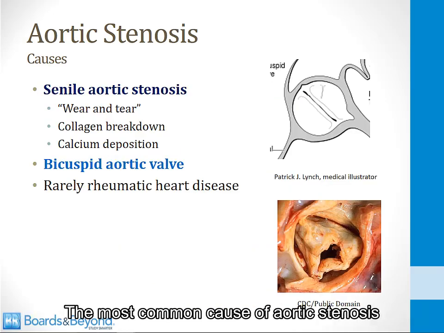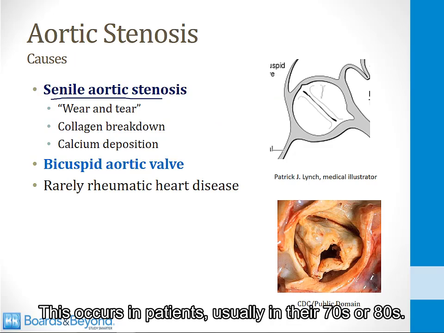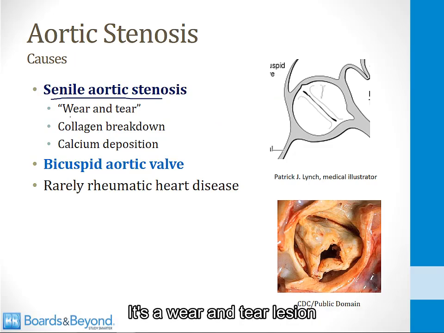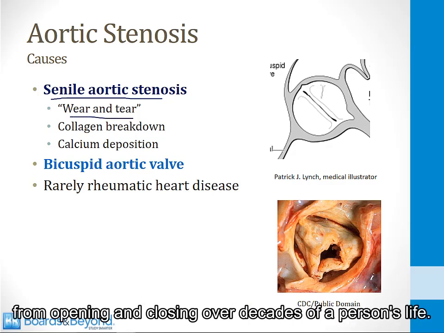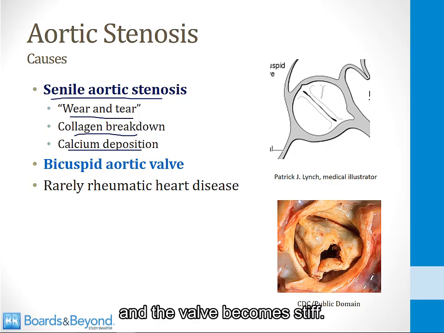The most common cause of aortic stenosis is called senile aortic stenosis. This occurs in patients usually in their 70s or 80s. It's a wear and tear lesion where the aortic valve breaks down from opening and closing over decades of a person's life. Specifically, collagen breaks down and calcium deposits and the valve becomes stiff.